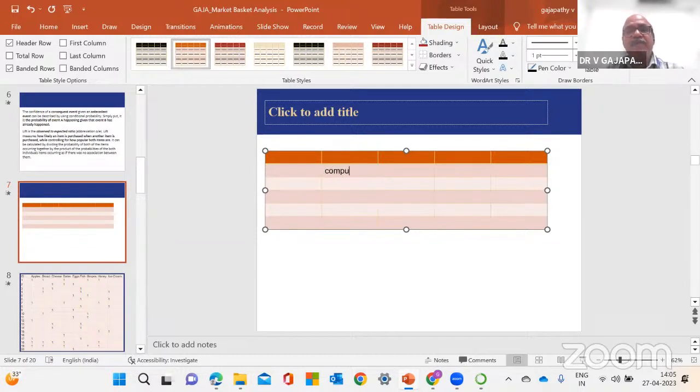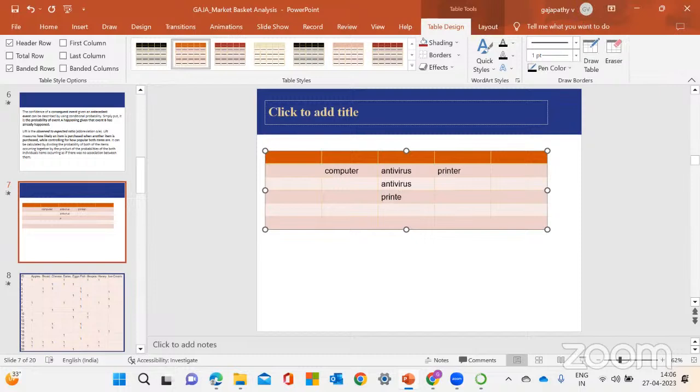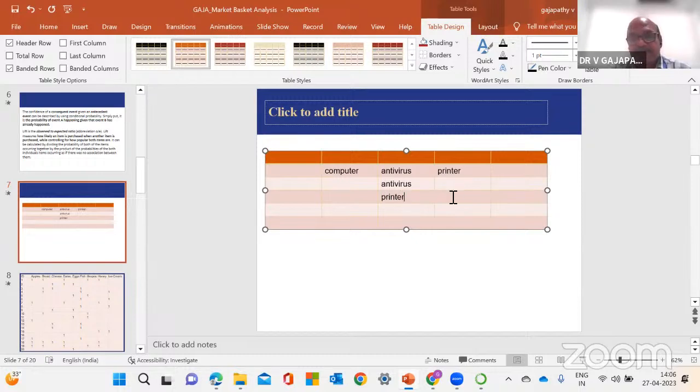Otherwise, for example, here I'm putting like this. I'm buying a computer. I think you are able to see. I'm buying a computer as well as an antivirus package. We usually buy it. Another one is I will be buying the printer also. Sometimes I'm buying computer and antivirus, but I'm not buying a printer. Whereas you are buying computer and printer, but not antivirus. And then here again, I'm buying a computer. Some of the scenarios I'm giving.